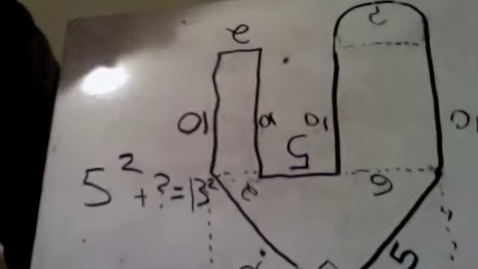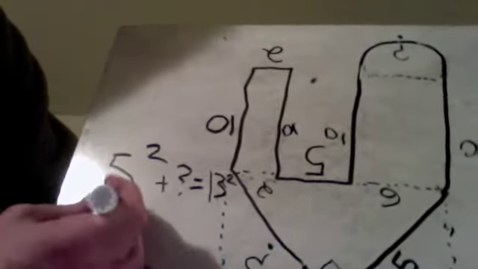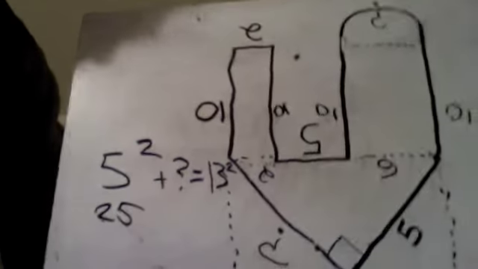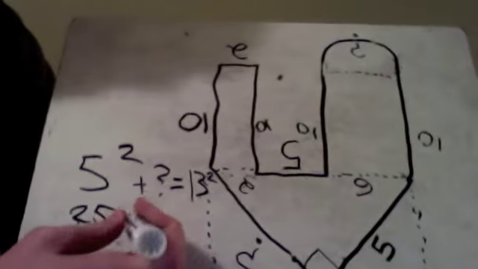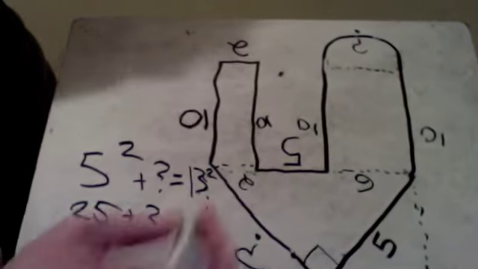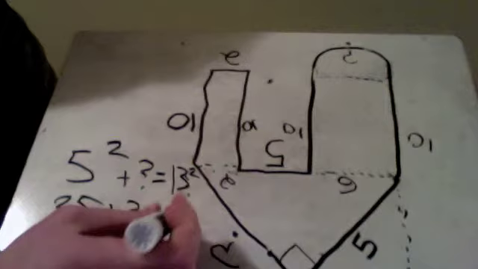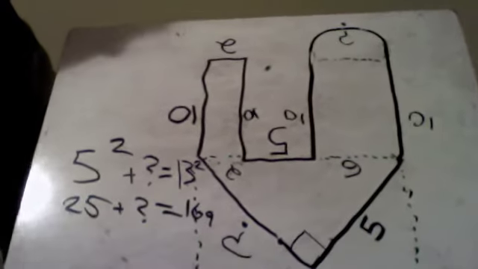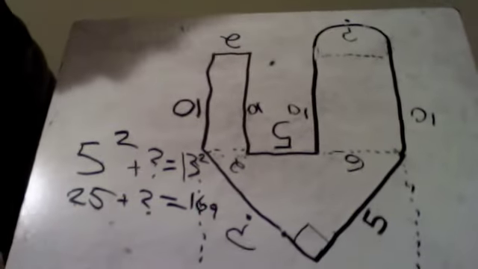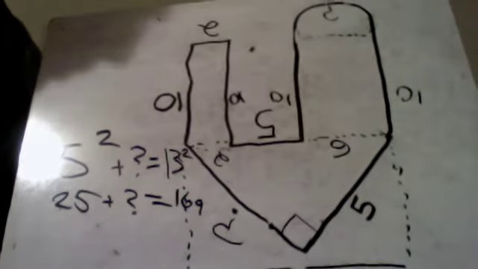See if I can get this better on here. Okay, I can put this down in my Pythagorean theorem. I know that 5 to the second power is 25 plus something is going to be 13 to the second power. 13 times 13 is going to be 169. So now I need to figure out what this is and do the square root of it like we did with our Pythagorean theorem stuff.